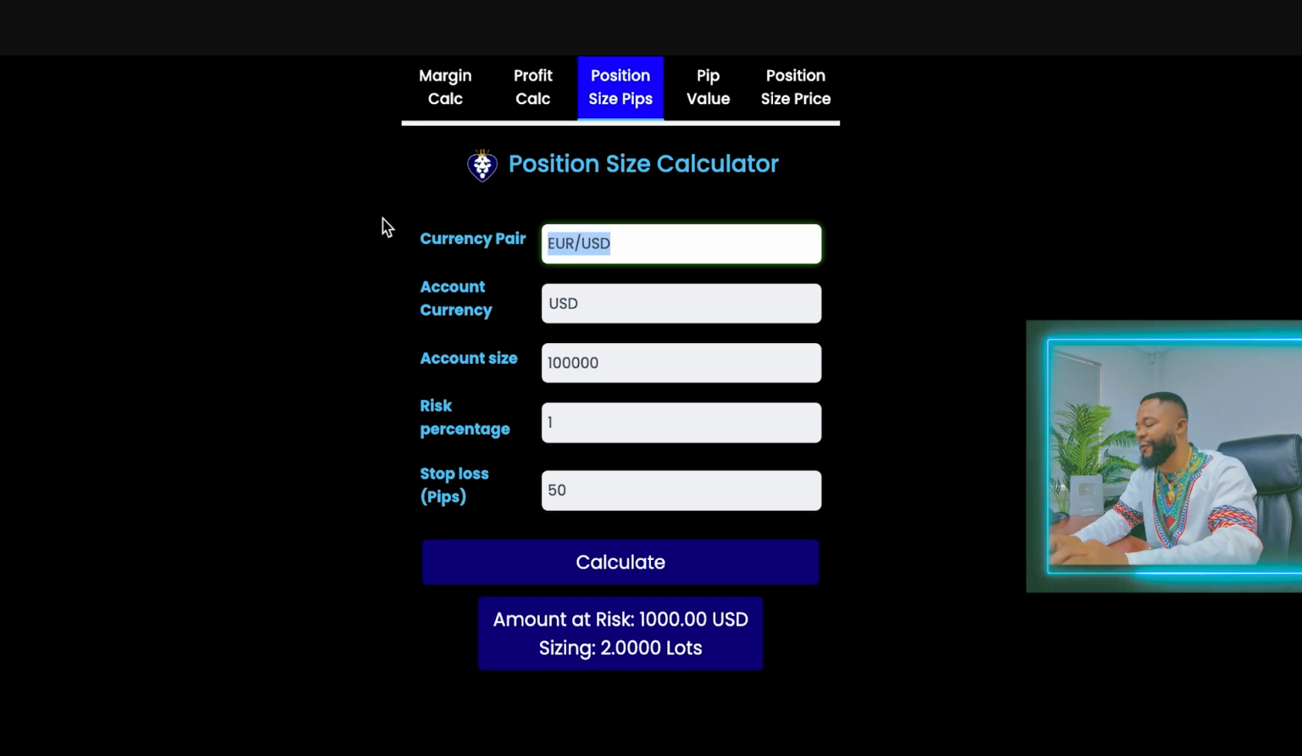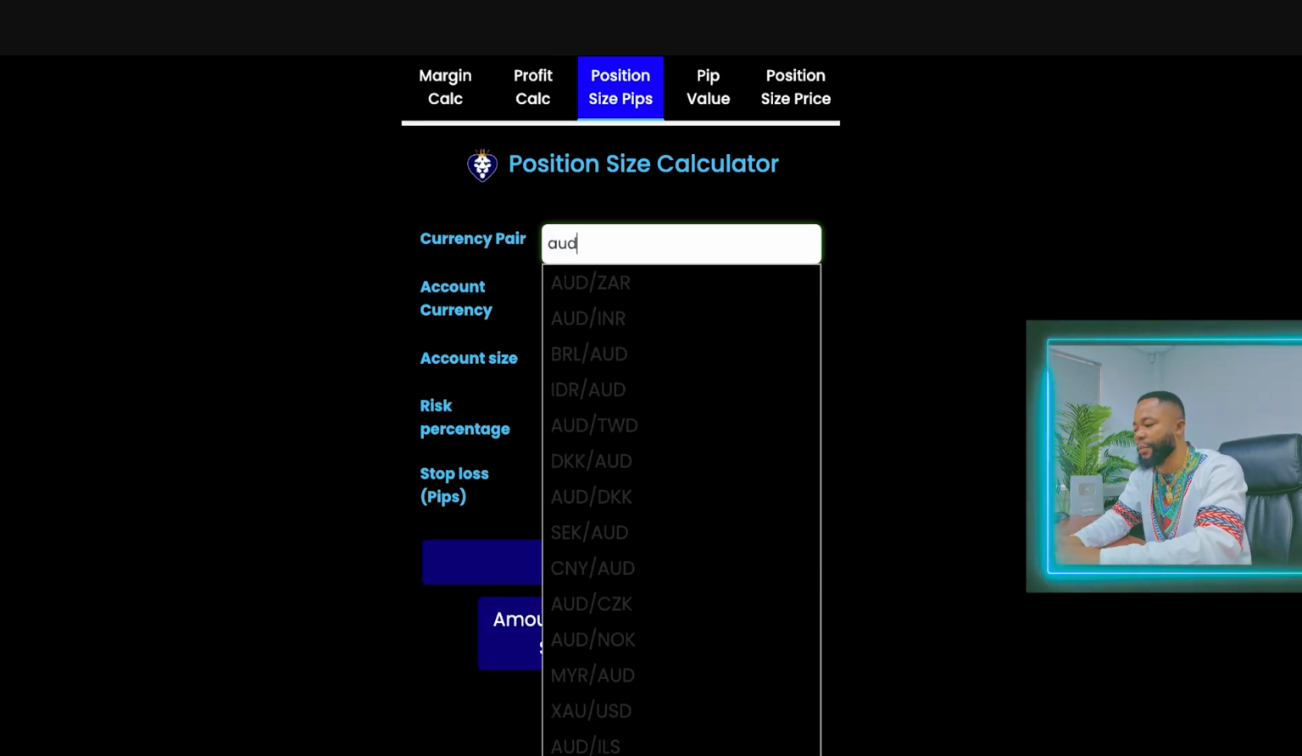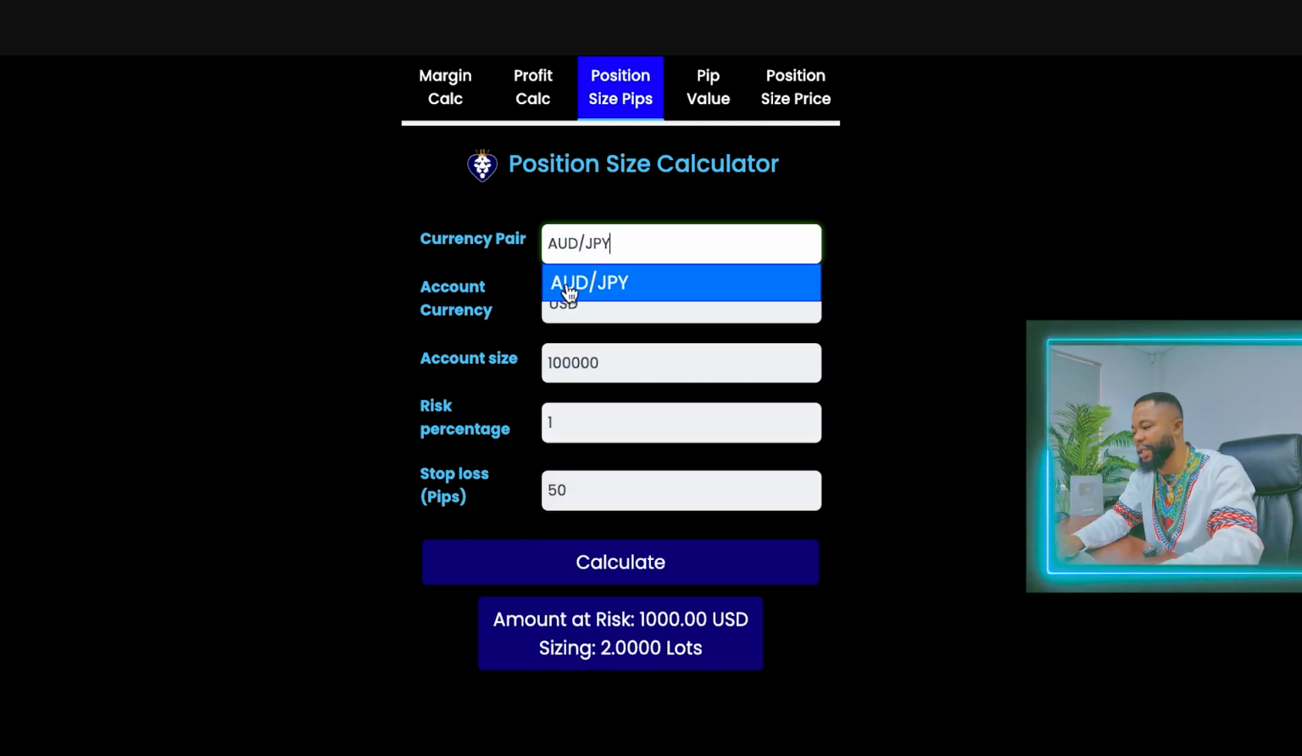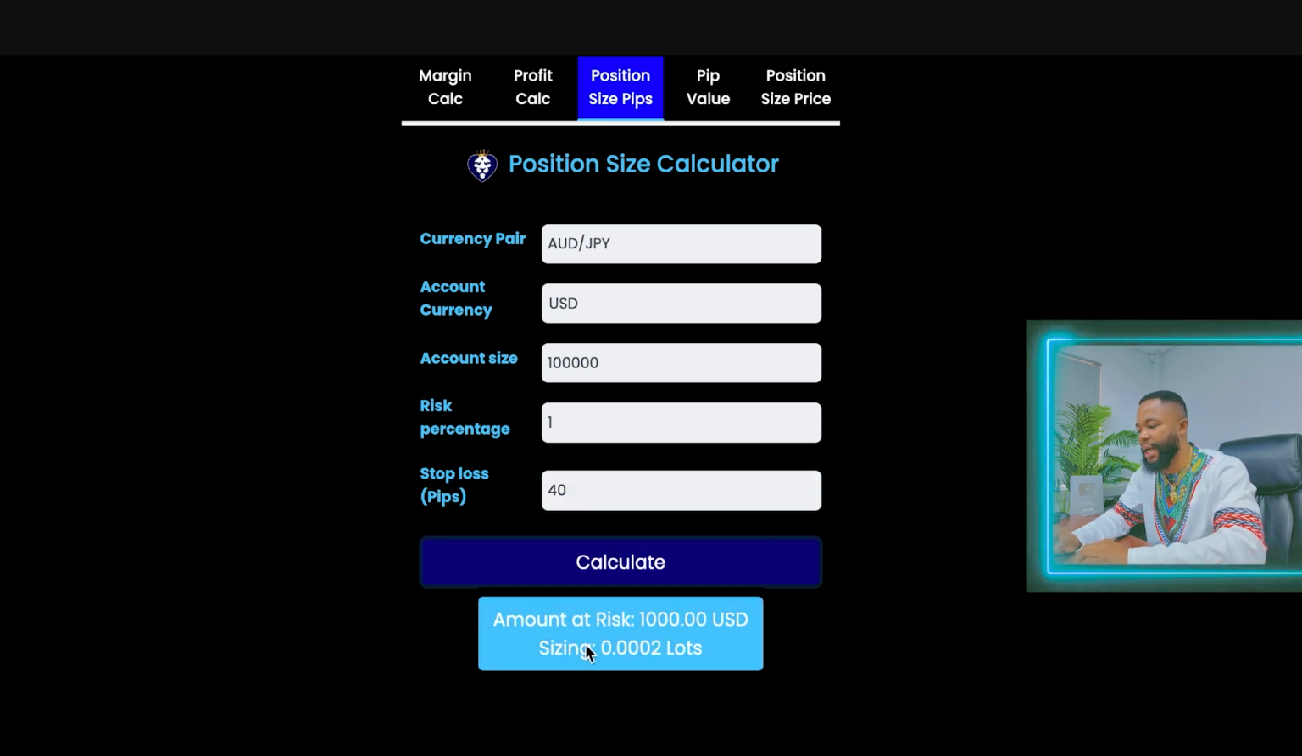So we go back to our software and AUDJPY. Make sure you put the slash sign and then JPY. That is it. Click on it. We're using the same account balance, the same 1% per trade, and here, remember, the stop loss is 40. Click on calculate, and boom, you can see it right down there.